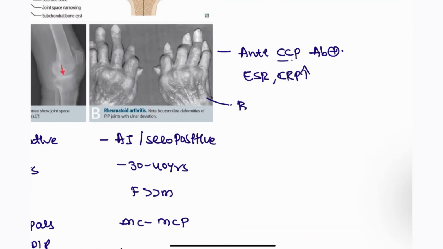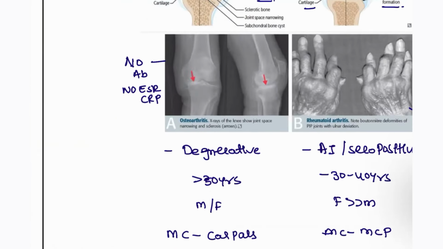This is known as a boutonniere deformity, and along with the boutonniere deformity, the patient will also have the swan neck deformity. Swan neck deformity and boutonniere deformity. And in osteoarthritis there will be Heberden nodes and Bouchard nodes, which will be seen in this patient.